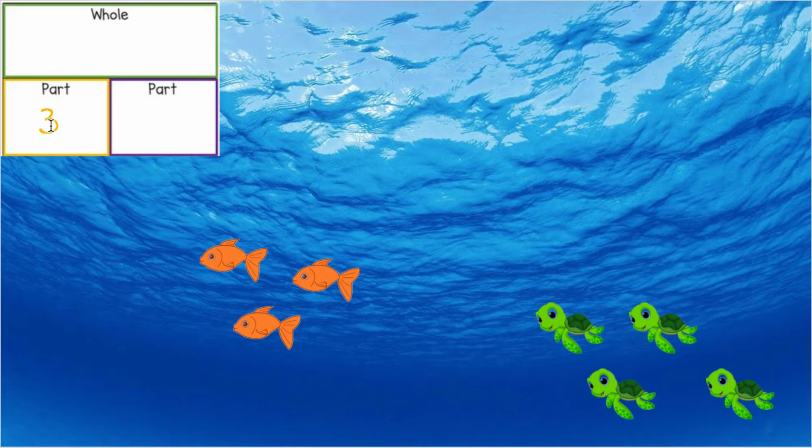I have 3 parts fish. Now let's count my turtles. I have 1, 2, 3, 4 turtles. That means that my ocean is 4 parts turtle. So my whole ocean is 3 parts fish and 4 parts turtles. Now let's find out how many animals are in my whole ocean. I have 1, 2, 3, 4, 5, 6, 7. I have 7 animals in my whole ocean. So 7 animals in my whole ocean is 3 parts fish and 4 parts turtle.